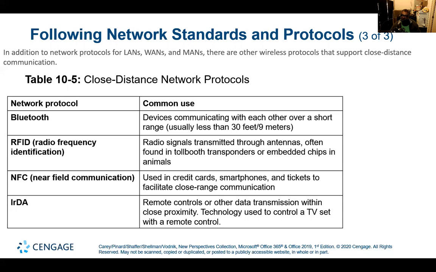RFID, or radio frequency identification, radio signals transmitted through antennas often found in toll booth transponders or embedded chips in animals. NFC, or near field communication, used in credit cards, smartphones, and tickets to facilitate close range communication. And IrDA, remote controls or other data transmission within close proximity, technology used to control the TV set with a remote control.